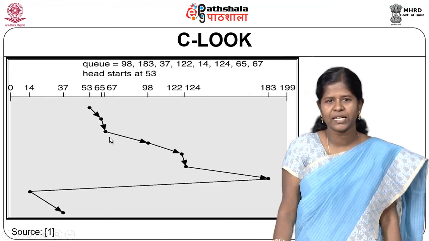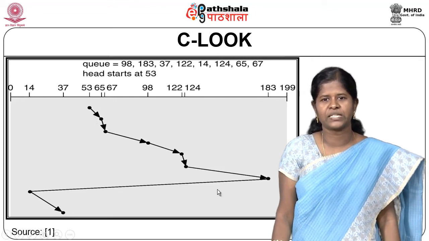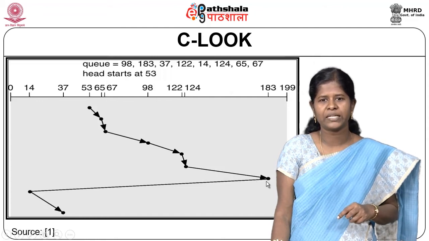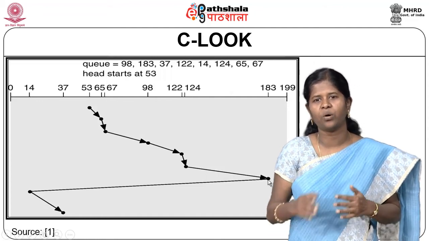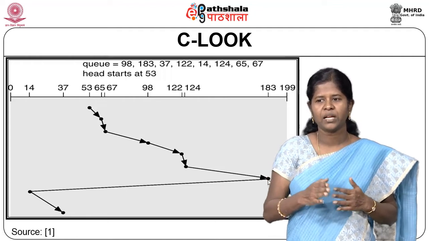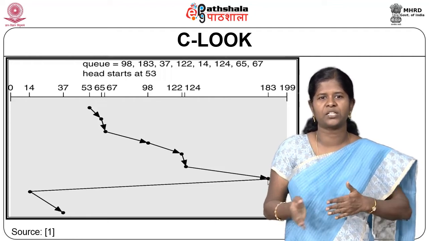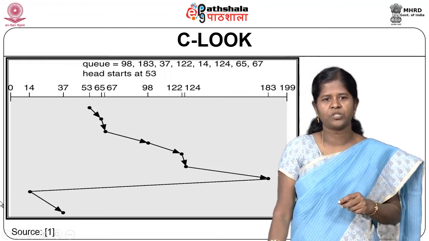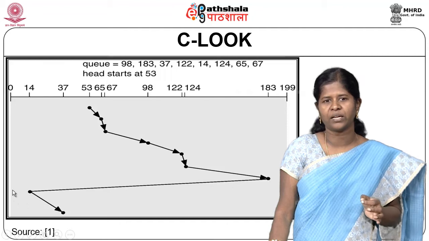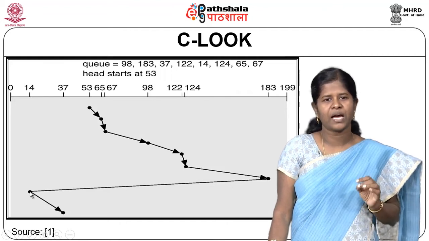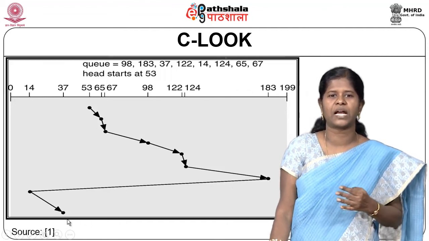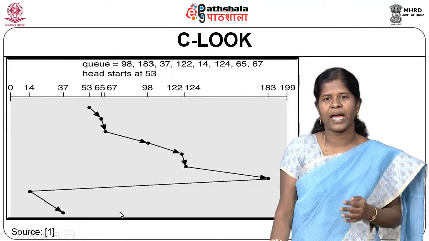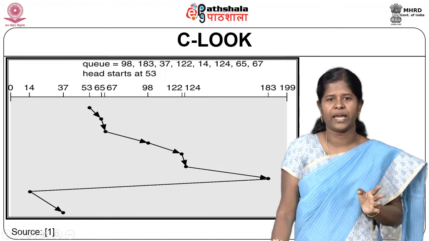So, here you can see that C-LOOK is just a variant of the C-SCAN, but it goes to service only till this 183, and because there are no requests from 183 to 199, it does not move from 183 to 199. It just reverses the direction from 183 and goes back to 14 only. It does not move till 0, it goes only till 14, services 14 and turns back and starts servicing in the other direction. So, this is a variant of the C-SCAN algorithm, that is, it does not move till the end of the disk.